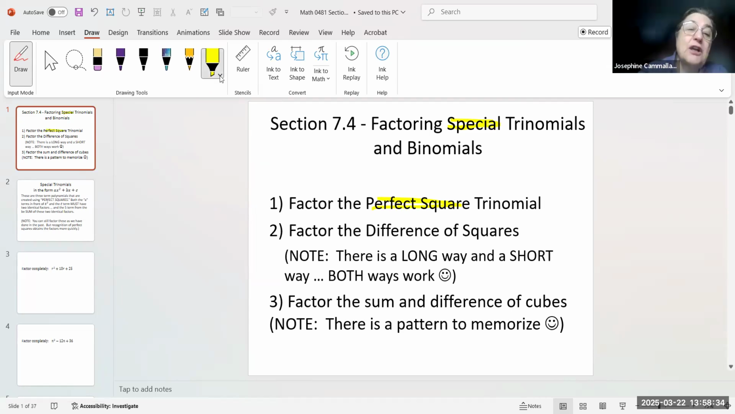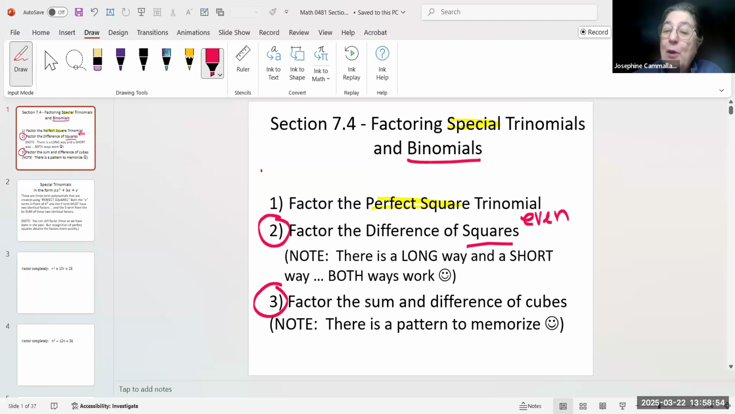And then we're going to talk about binomials. Well, binomials are going to be in 2 different forms. They are going to be what we call the difference of squares, or what we call even powers. And that's 2, 4, 6, 8. Even powers. But then we're also going to factor cubes. Okay, cubes are to the power of 3.